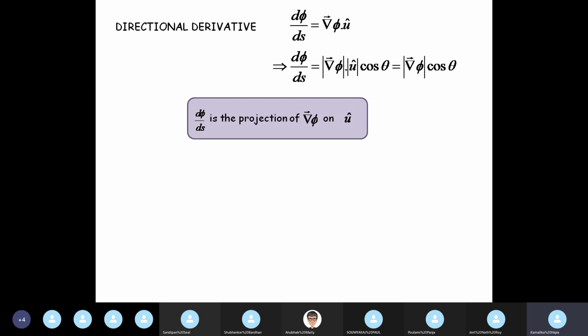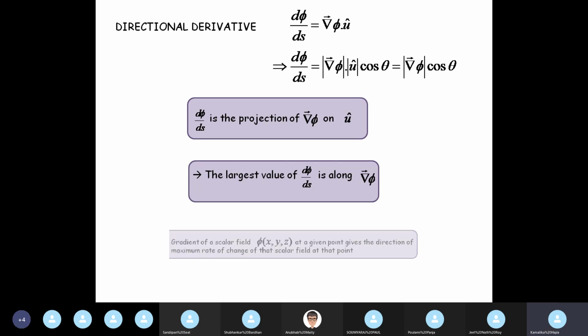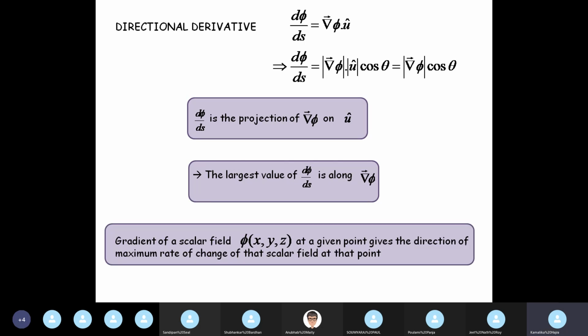Obviously, d phi ds is the projection of grad phi on u, and the largest value of d phi ds will be along grad phi, because when theta is 0, so when there is no angle between grad phi and u, that gives you the maximum value of d phi ds, right? So the highest rate of change of phi with s is along the direction of the gradient, which means the gradient of a scalar field at a given point gives the direction of maximum rate of change of that scalar field at that point. This is the formal definition of gradient of a scalar field. Very, very important.